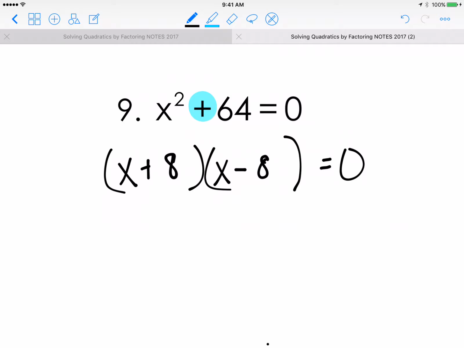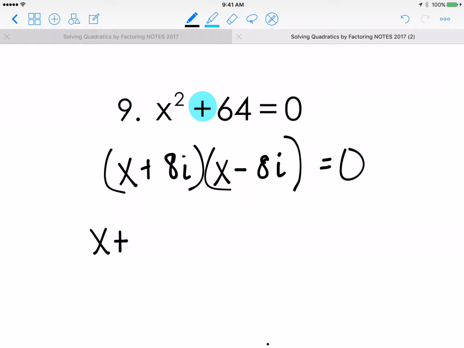But the thing is, if I foiled this out, it would give me x squared minus 64. And that's not what I need. I need a plus 64. So that's where I have to add in my i's. When in doubt, FOIL it out to make sure that you know when to put i's and when not to put i's. So then I'm going to go ahead and erase this so we don't confuse ourselves.